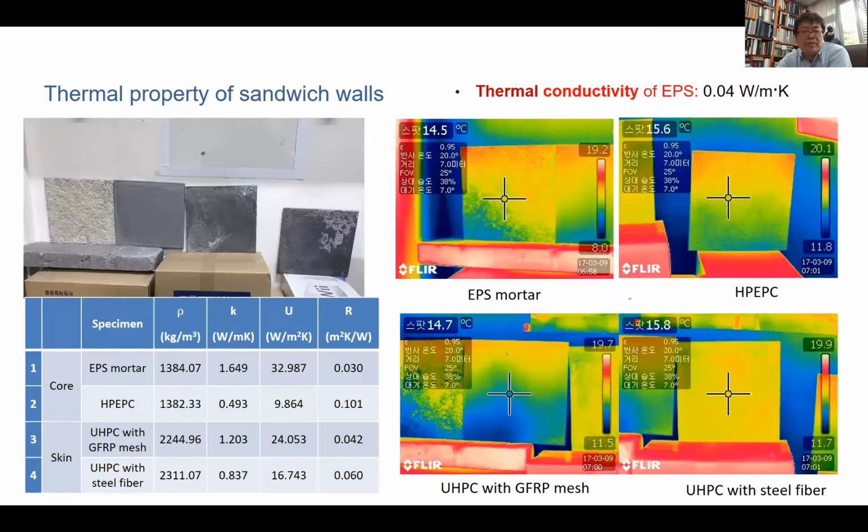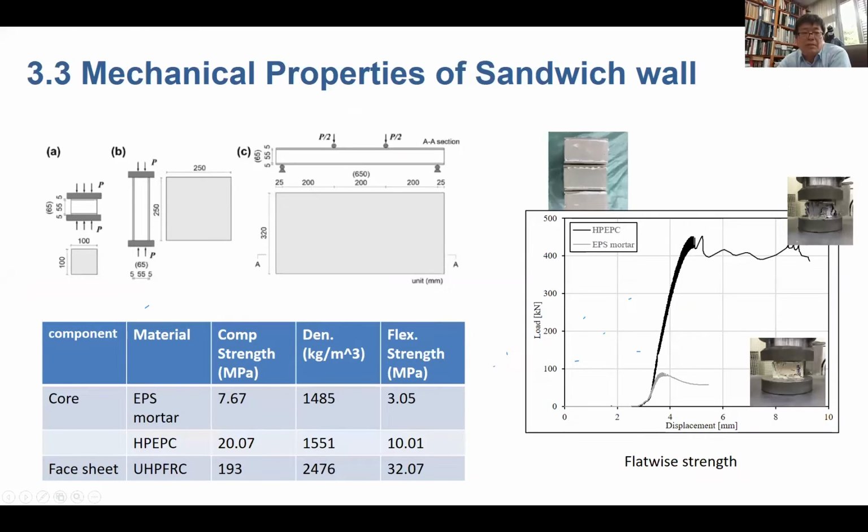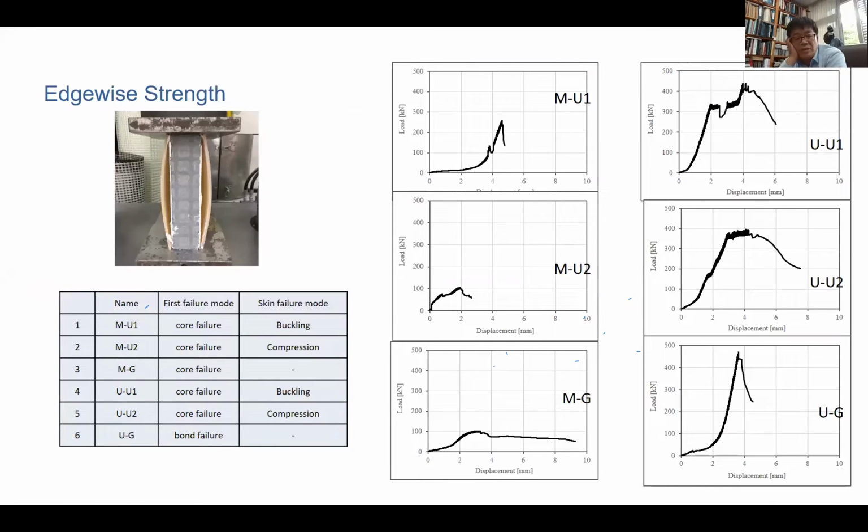So for thermal properties, some parts are satisfactory. You can see the table, the density of this material, the conductivity and other thermal properties. The R means the resistance, so lower means a good thermal performance. So we tested the mechanical property of the sandwich wall by the flexural test. Also, we tested the compressive strength.